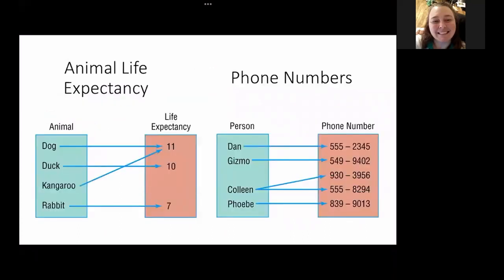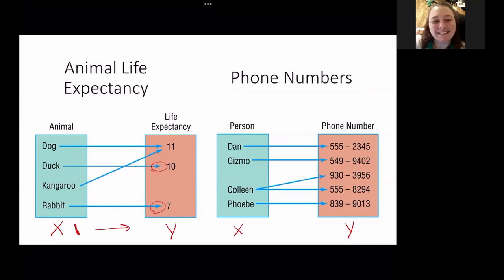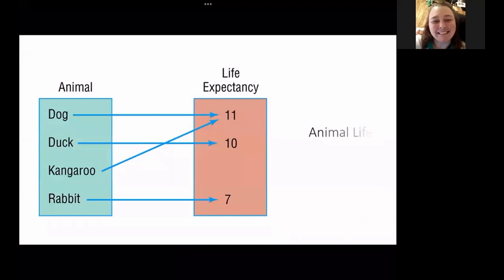So when we go back to our rabbits and our people, if I say that these are the x's and these are the y's, you can see there is only one here, okay? Each one has only one answer of life expectancy. Now this over here, because of Colleen, goes and screws everything up. Colleen has 2. That's what makes it not a function, okay? So for every x, there has to be exactly one y. Colleen here as an x has 2 y's. That's what makes it not able to be a function.